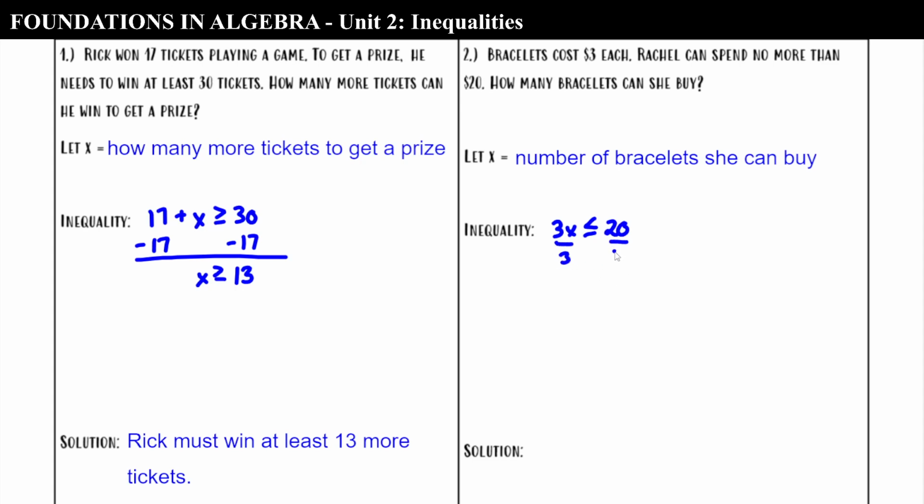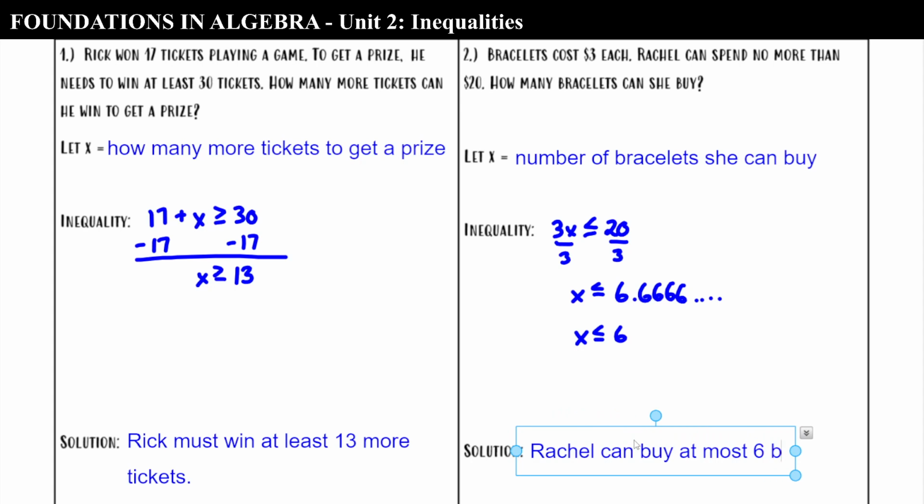So we're going to divide each side by 3. And you're going to get a decimal answer when you put it in your calculator. You're going to get 6.6666 repeating. Okay? Now, what does this mean for us? Well, we know that she can't buy 7 bracelets, because if she buys 7 bracelets, that would be $21, and that would be too much. She can't buy a fraction of a bracelet, so therefore we're going to have to round this down to 6. So our solution is Rachel can buy at most 6 bracelets.